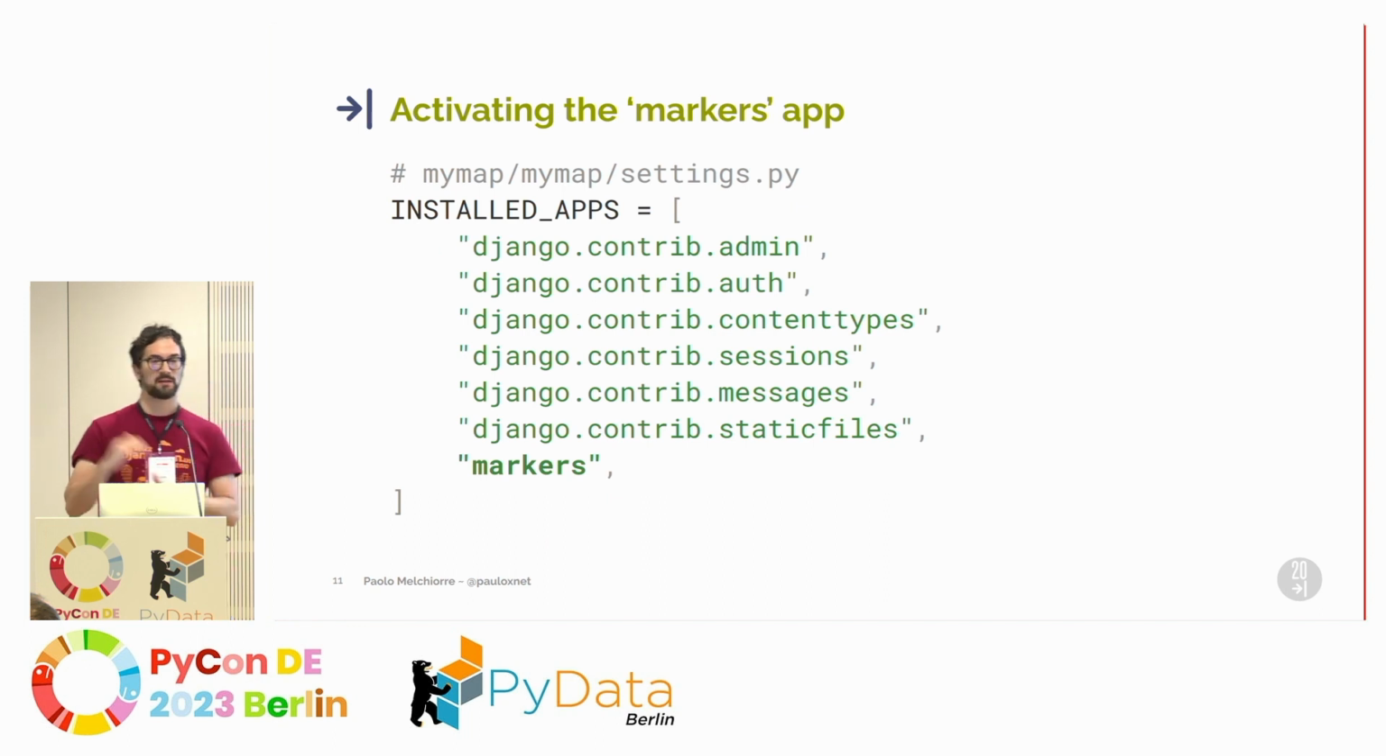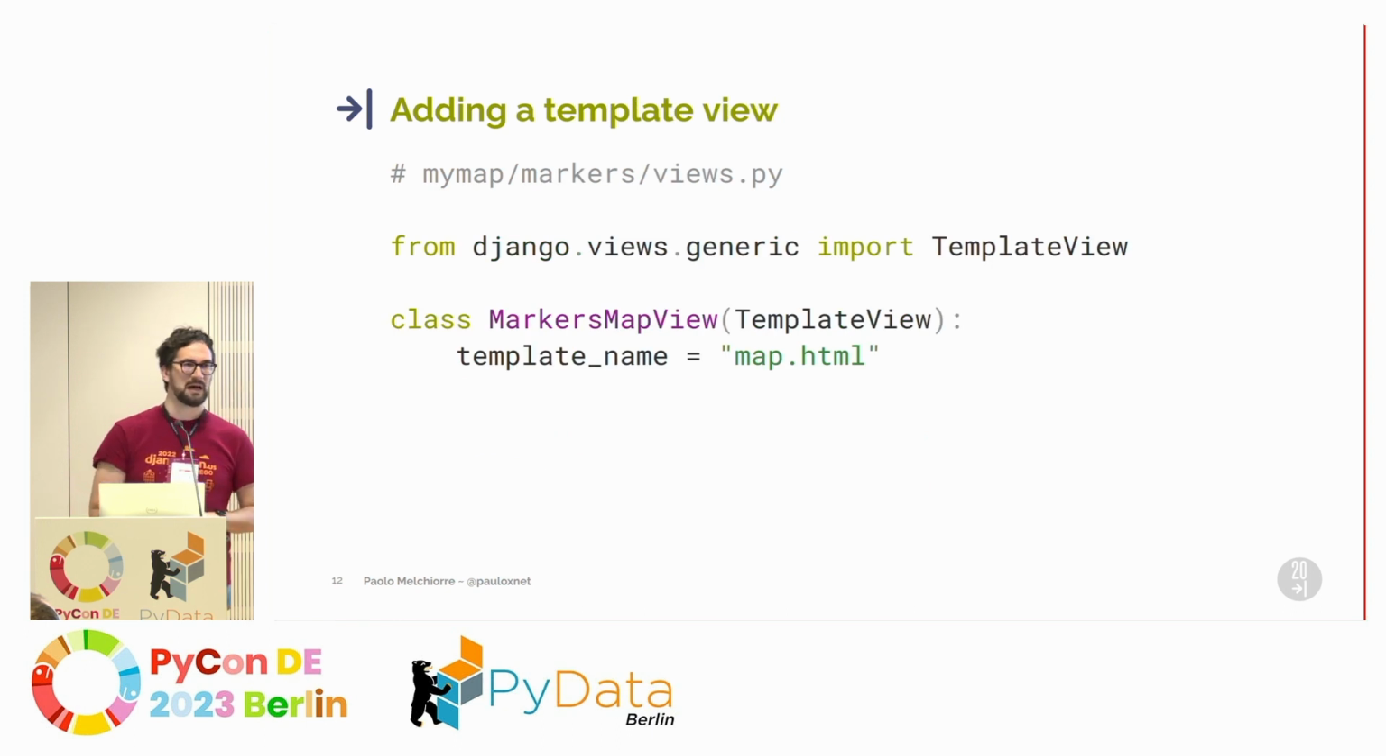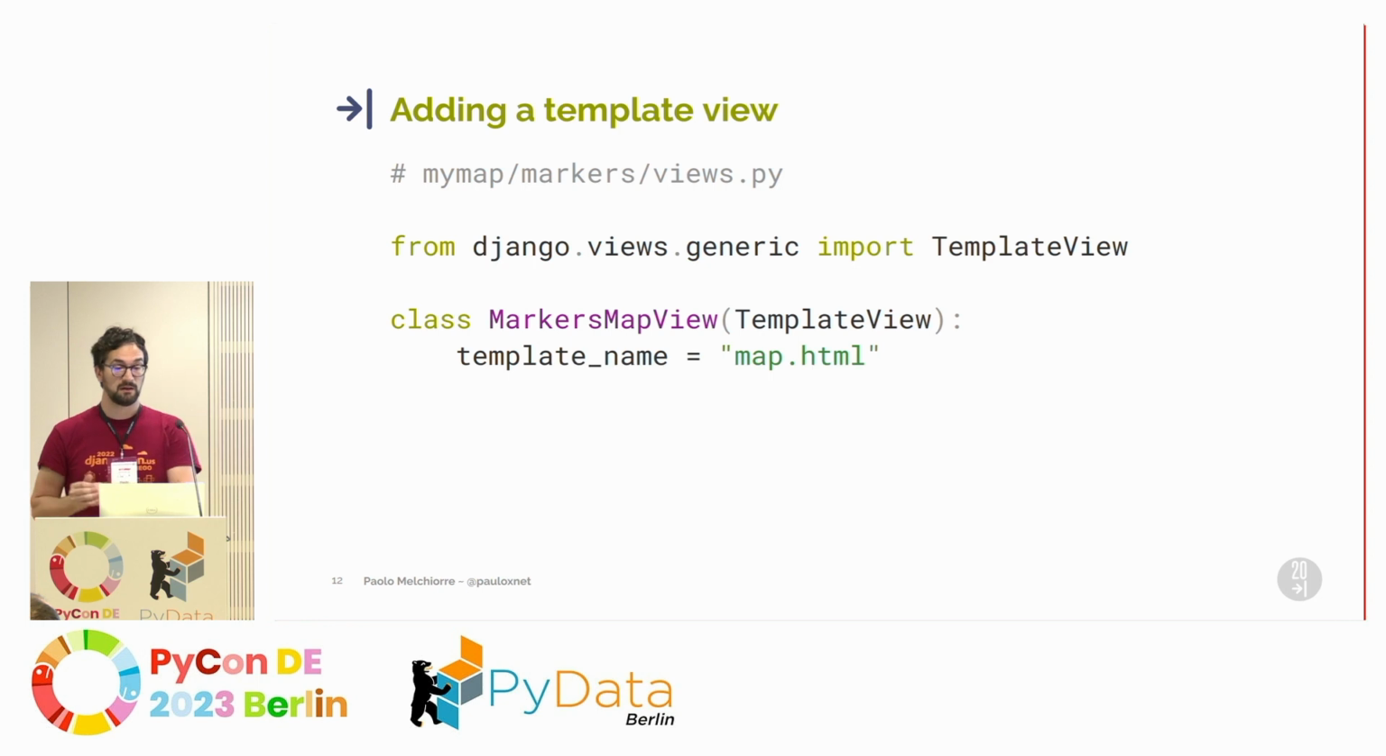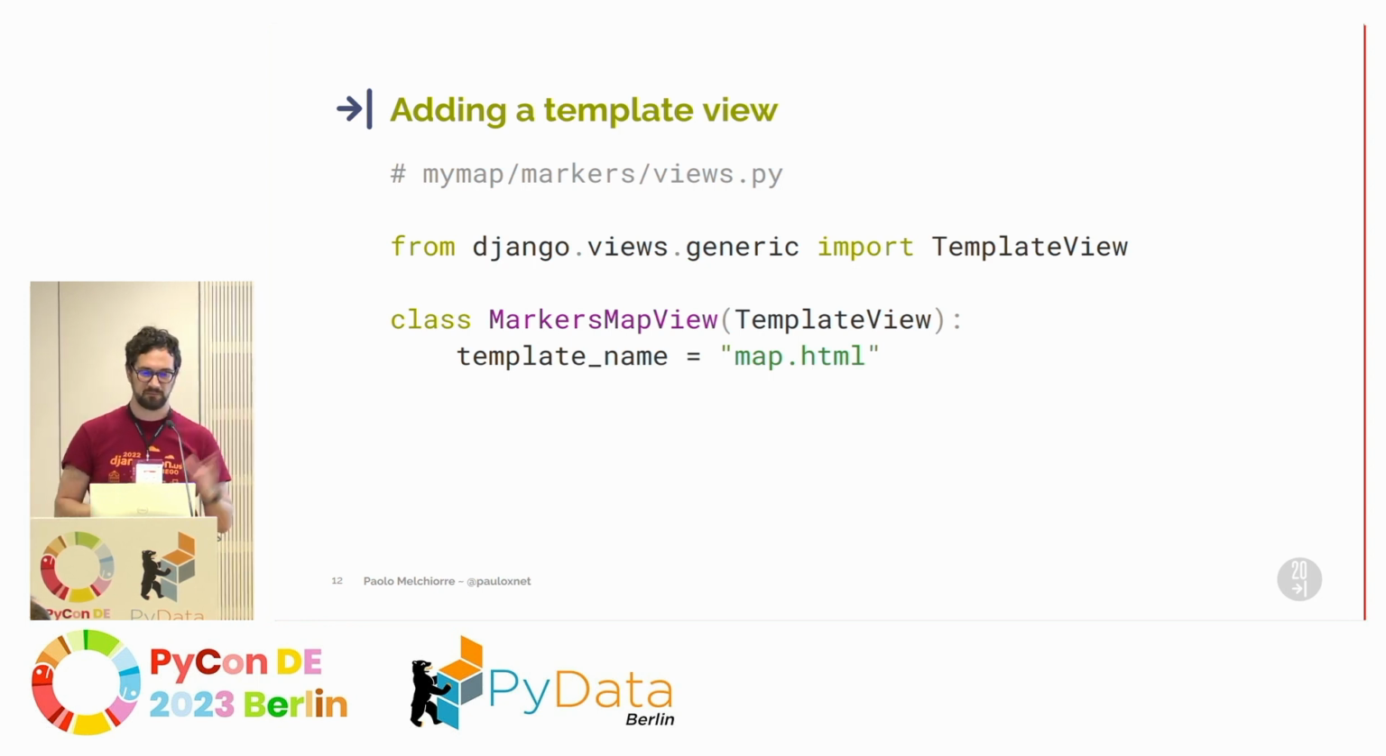After switching into the newly created mymap directory, we create our markers app with the Django startapp command. Again, all the necessary files will be created for us. Now we have to activate our markers application by inserting its name in the list of installed apps in our settings file. At this point, we can proceed to insert in the markers views file a new TemplateView for the page of our map. A simple one.